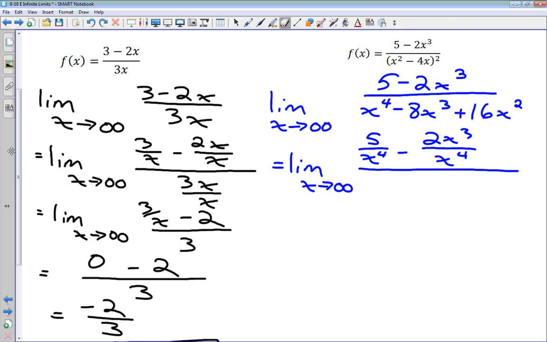Clean that up a little bit. So x to the power of 4 divided by x to the power of 4, minus 8x cubed divided by x to the power of 4, plus 16x squared divided by x to the power of 4.